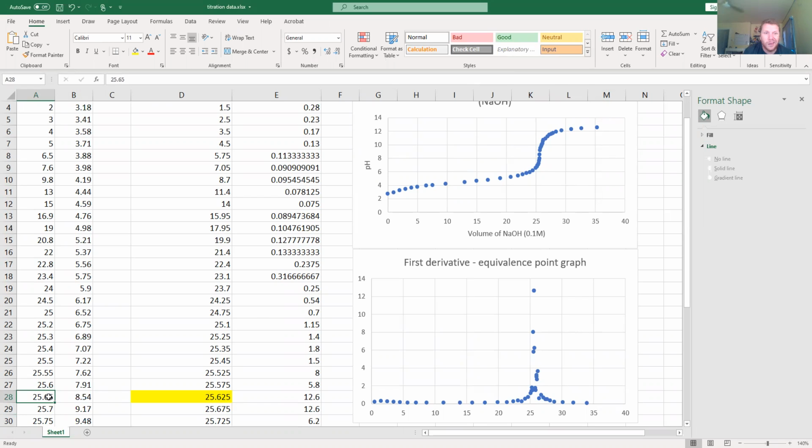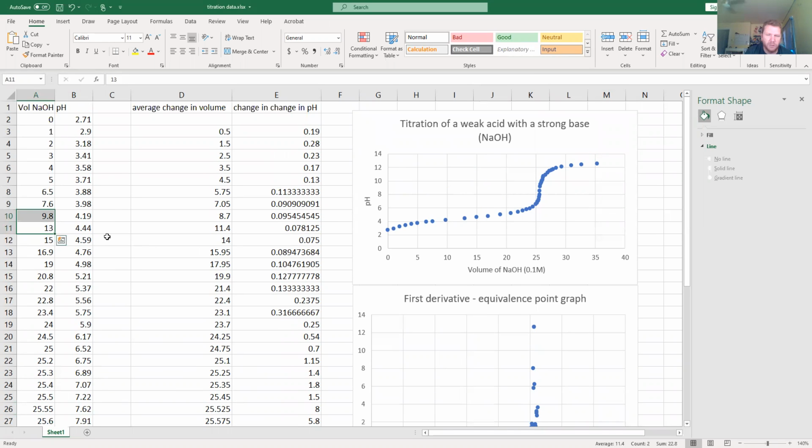And if we cut that volume in half, 25.65 divided by 2 would be around 12.825 or so. So the easiest thing we could do is cut that volume in half and see what the pH is at that particular volume. Do we actually have a pH that corresponds to that specific volume? No, unfortunately, we do not. We have 13 milliliters and we have 9.8 milliliters.